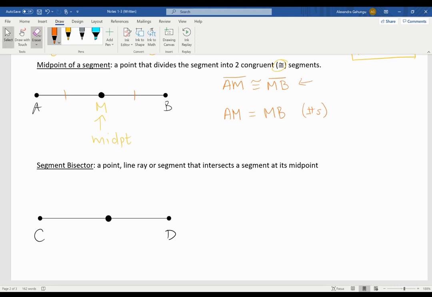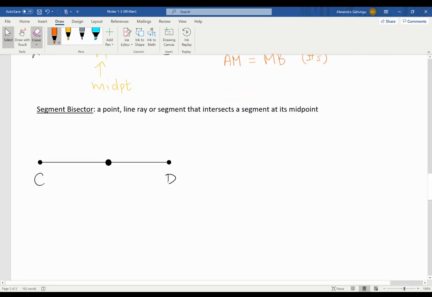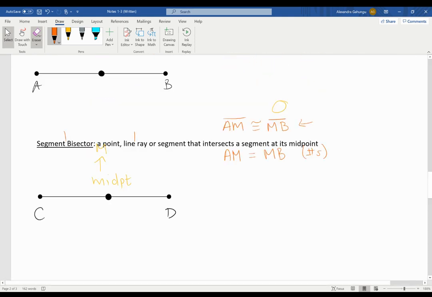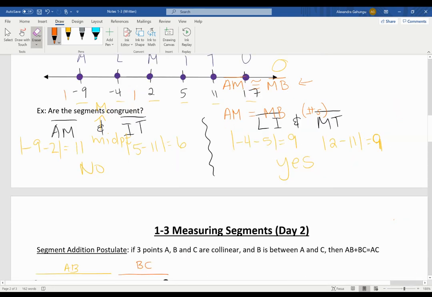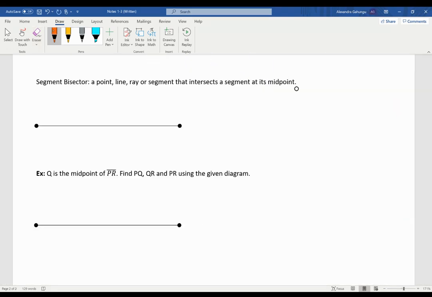Then the segment bisector also talks about okay, now we're going to look at the definition of a segment bisector.